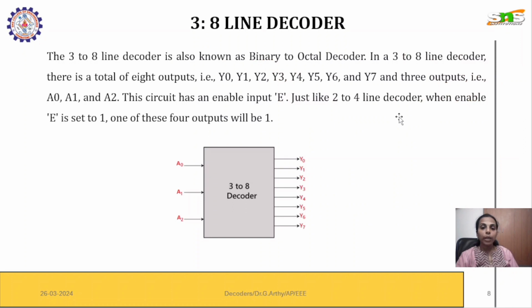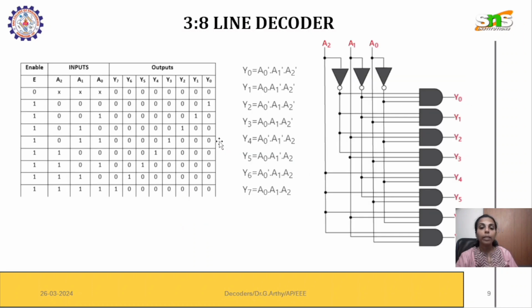Next, the 3 to 8 line decoder. The 3 to 8 line decoder is also known as binary to octal decoder. In a 3 to 8 line decoder, there is a total of 8 outputs. And the circuit has an enable pin. Just like the 2 to 4 decoder, when enable E is set to 1, one of the outputs will be 1. Here if you see, the output is 2 to the power n, and here the input is n, and one more enable line also should be here.